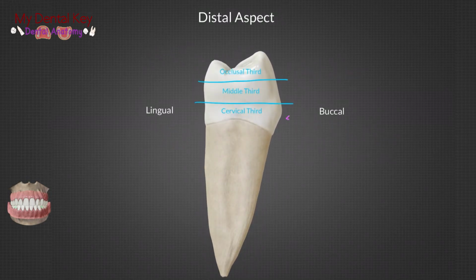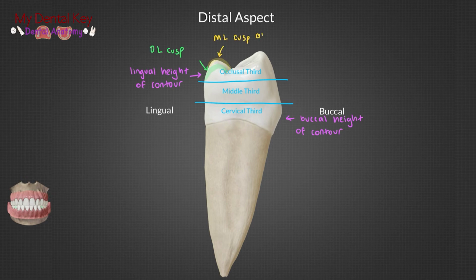Looking at the distal view, we can see that the buccal height of contour is in the gingival third, while the lingual height of contour is in the occlusal third. This is the only posterior tooth with its lingual height of contour in the occlusal third. If there are two lingual cusps, then both the distolingual cusp and the mesiolingual cusp will be visible because the distolingual cusp is smaller.